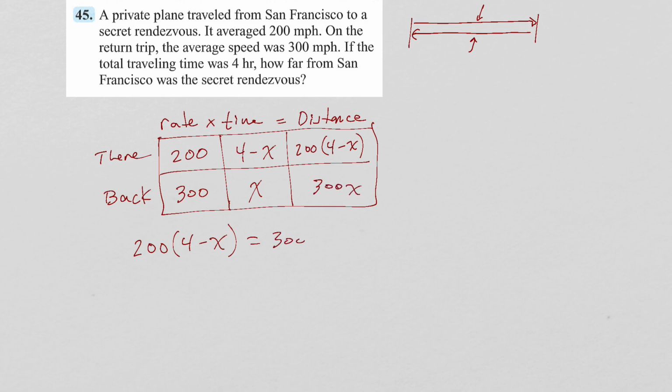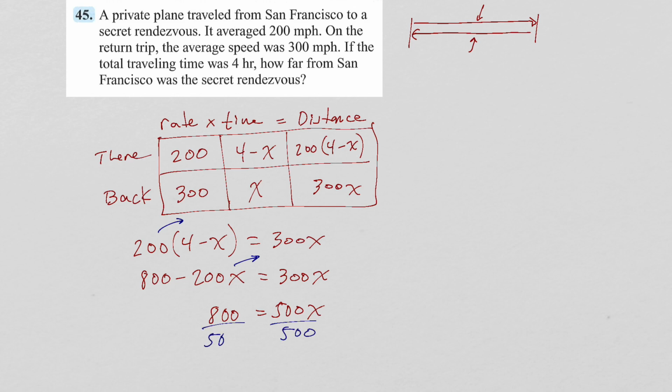Okay. All right, now, I'm going to distribute this, and we're going to get 800 minus 200x is equal to 300x. I'll bring this 200 to the right by adding it. 200 plus 300 is 500x. And then I'm going to divide by 500. And I'll bring my answer up here. And I'll have x is equal to 800 divided by 500 is 1.6.